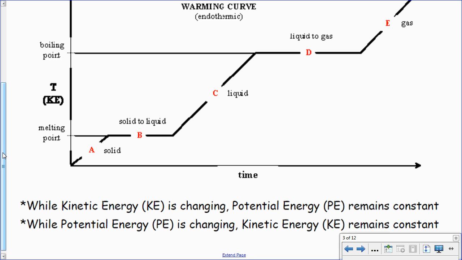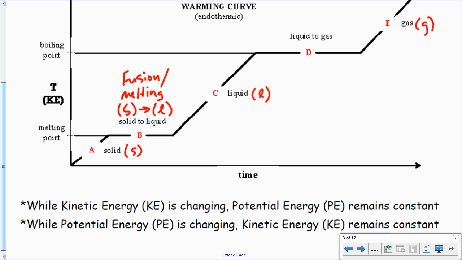Let's put our annotations in for our phases. During the solid phase, we've got an S. During the liquid phase, we've got an L. And during the gas phase, we've got a little lowercase g. Now, let's talk about this flat line, transitions, the phase changes. From a solid to liquid, so we've got an S turning into an L, we call that melting. We also call that fusion sometimes. That's the new term that you need to get familiar with.